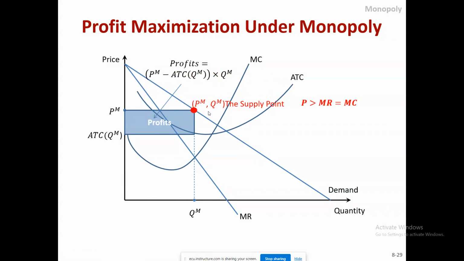And for a monopolist, it doesn't have a supply curve. It doesn't have a sequence of price-quantity combinations. It only has one supply point. It will supply right here. And monopolists can earn long run positive economic profit.